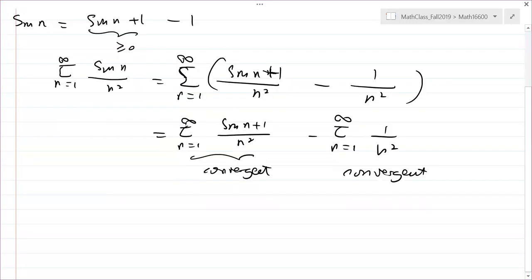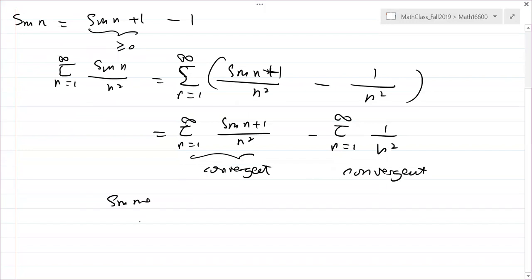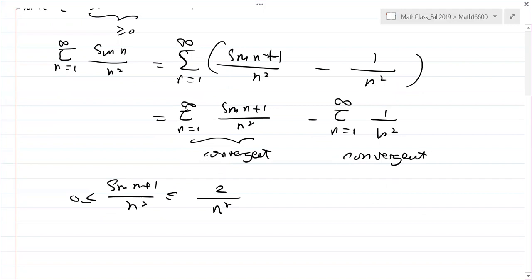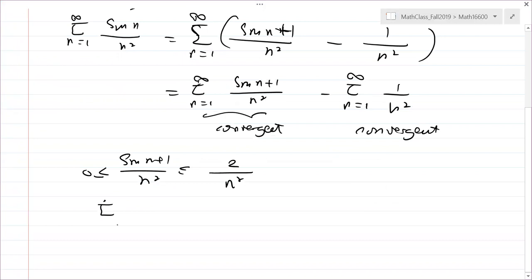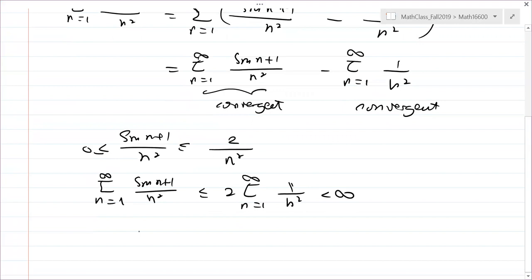Okay, this is the argument, right? Now by the comparison test, the reason is sine n plus 1 over n squared is greater than or equal to 0, and less than or equal to 2 over n squared. Just because every term is non-negative, we can apply the comparison test to show that it is convergent. Okay, this is true by the comparison test. But when I say finite, it means this convergence. So this is the idea.